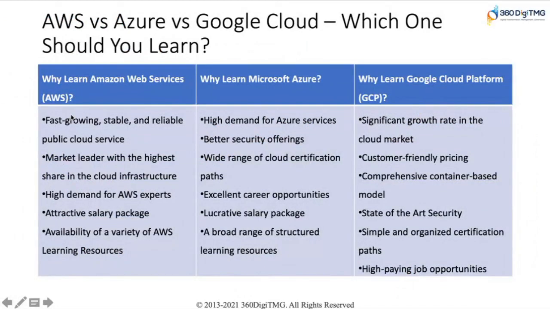AWS has high demand, a lot of demand is there, and you can also see AWS is in the leading position in the market. And according to the demand, supply is also there. Whereas Azure is great if you're a .NET developer, or if your organization has SQL servers. You can go for Microsoft Azure, or if your organization has Windows servers that they want to migrate, then Microsoft Azure. You'll get a good salary package, and a wide range of cloud certification paths are there.